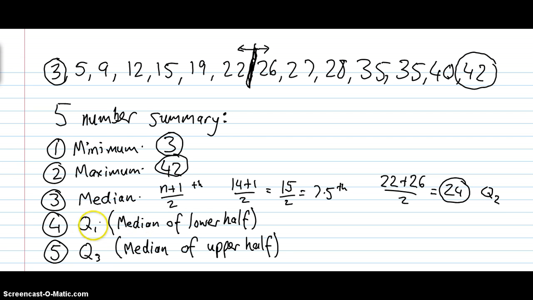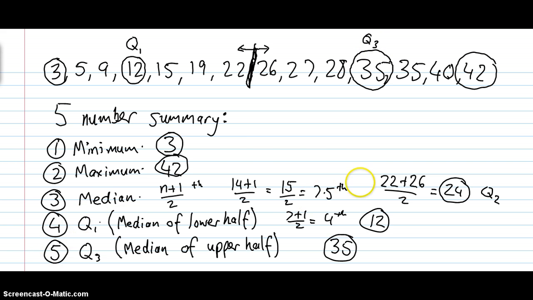Now we've only got to find Q1 and Q3. Q1 is the median of the lower half. So if we look at the lower half of the data, we've got 4, 5, 6, 7 values. So using that equation from earlier, 7 plus 1 divided by 2 equals 4. We're looking for the 4th number in the list, 1, 2, 3, 4. So 12 is Q1. And in the upper half of the data, we're going to have the same number of values. So it's again going to be the 4th number in the upper list, 1, 2, 3, 4. So Q3 is 35.